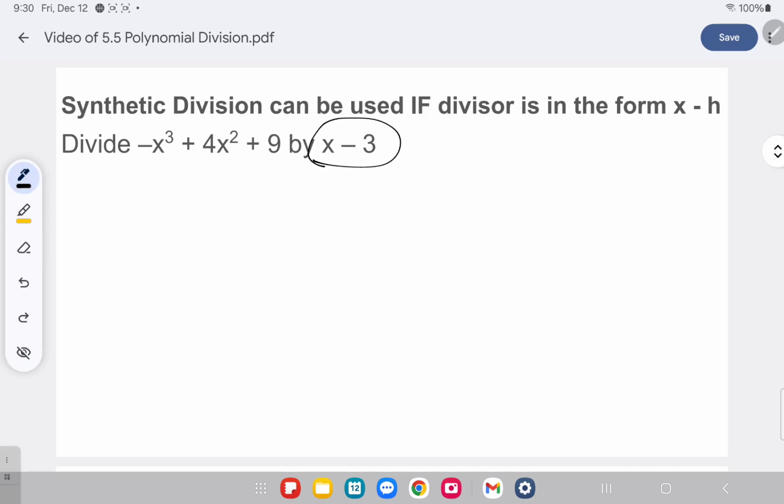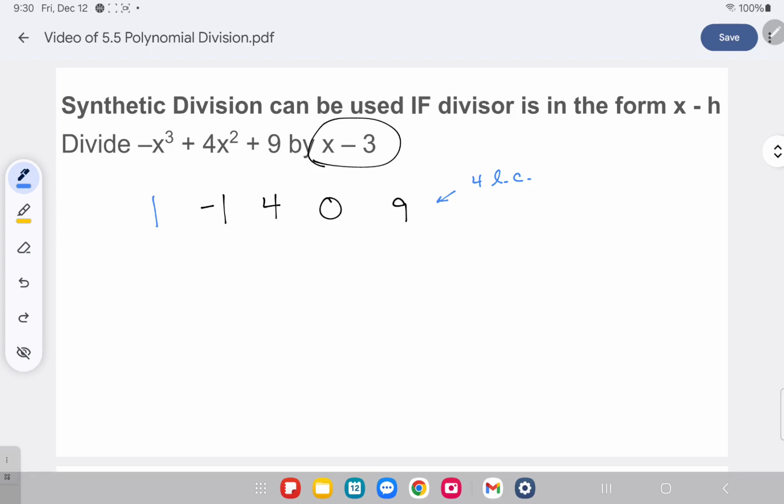So synthetic division, you can set this up a few different ways, but how I do it is I start with all my leading coefficients. So the leading coefficient of negative x cubed is negative 1. The leading coefficient of 4x squared is 4. There's no x term, so I need to put in a 0 where the x term would be, and then my constant term is 9. So your number of leading coefficients should be 1 more than your degree of the polynomial. So my degree was 3. There are 4 leading coefficients.